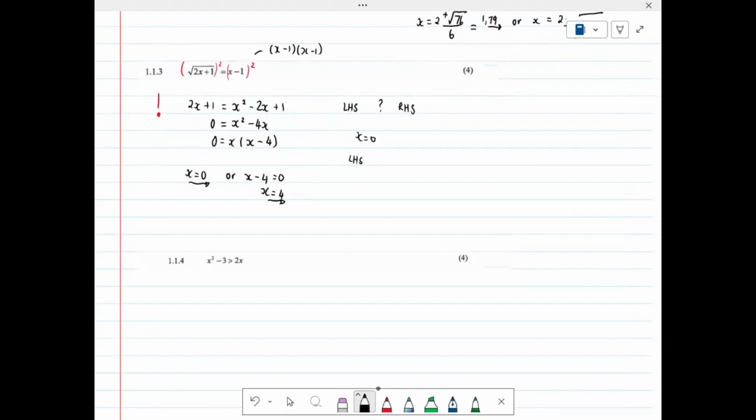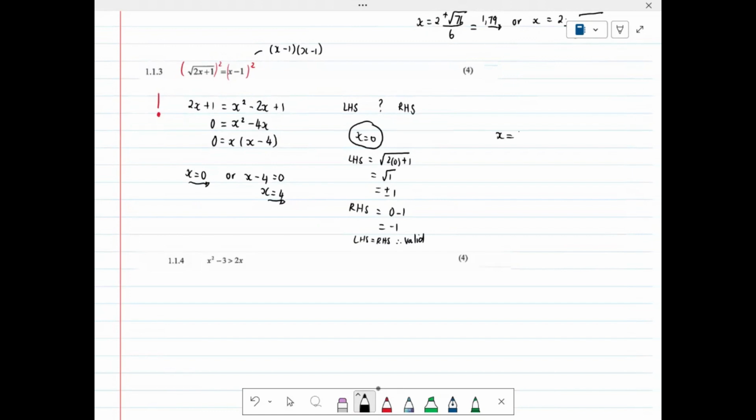The left-hand side of the equation is the square root of 2, substituting 0 in the place of x, plus 1, which is the square root of 1, which is plus or minus 1. The right-hand side is 0 minus 1. So it is minus 1. Here we have that the left-hand side is equal to the right-hand side, therefore it is a valid solution. That is for x is equal to 0.